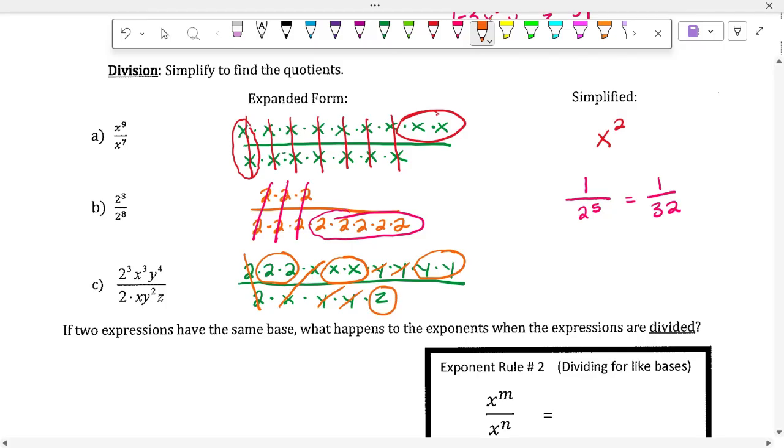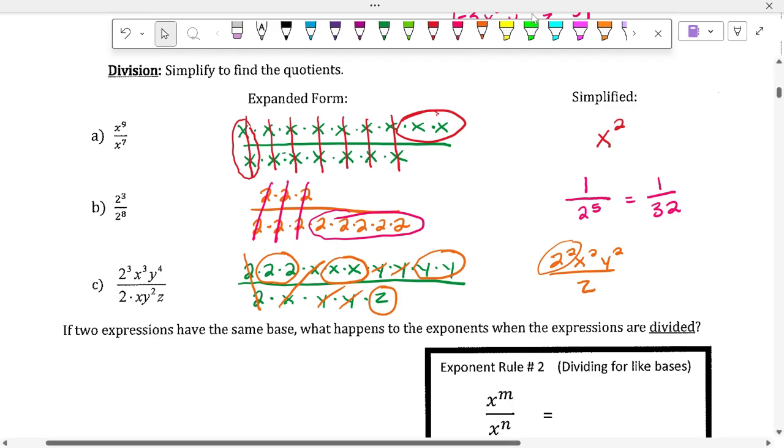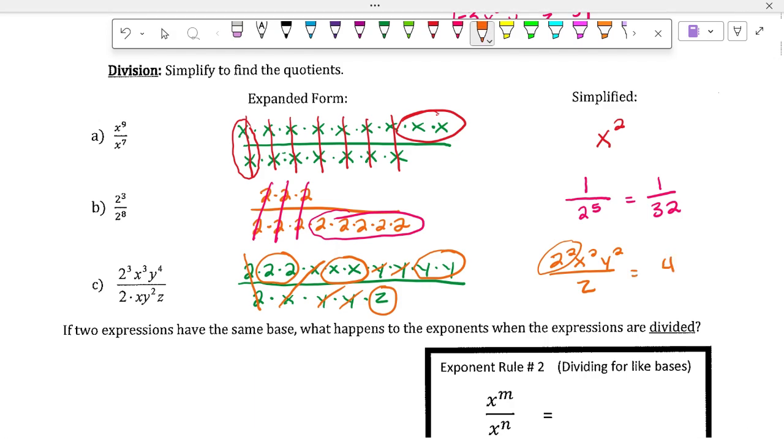So, given what I have left, and remember, you want to keep them in the same place that they are currently, this would be 2 squared, x squared, y squared, all over a singular z. And we can take it a step further and evaluate the 2 squared. So this would be 4 x squared, y squared, all over z.